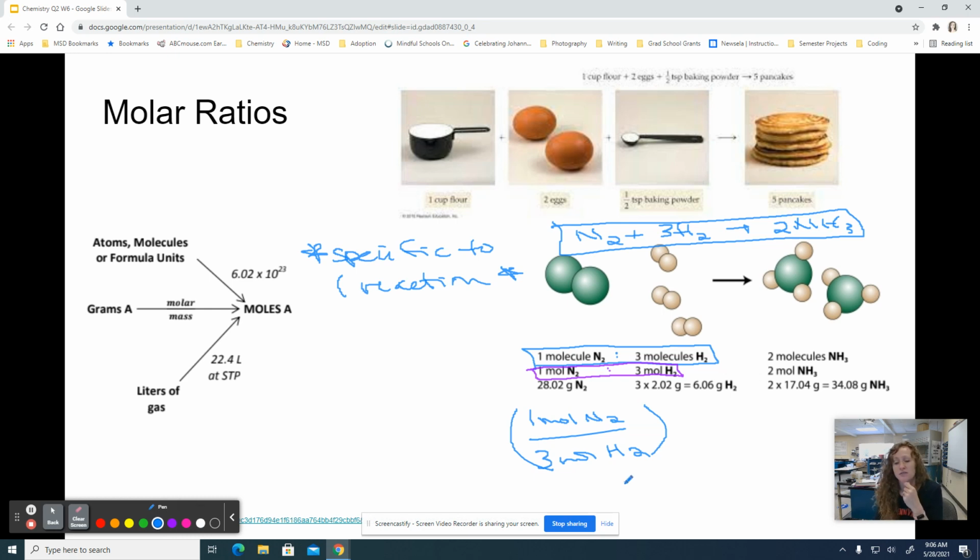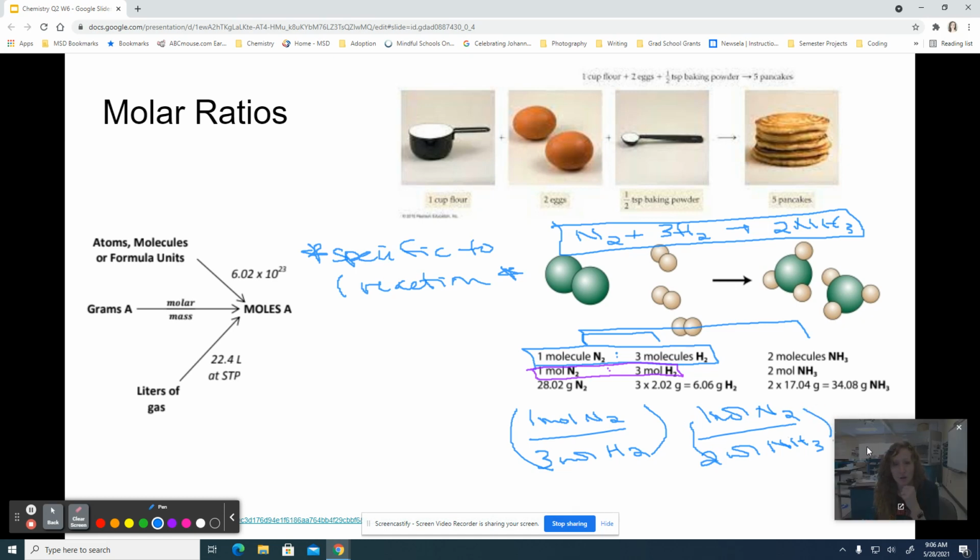What other conversion factors can you write that deal with nitrogen? Pause the video here and see what you come up with. So we already have the relationship of nitrogen to hydrogen. We can also write a relationship of nitrogen to NH3. So that would be a 1 to 2 ratio. That's another conversion factor, and I can flip all of them.